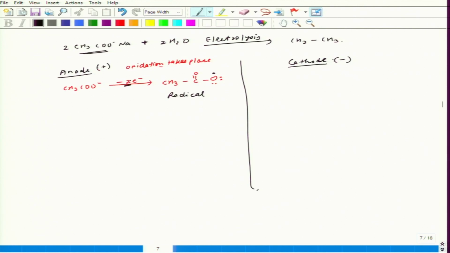Why have I chosen 2 electrons? Because I have taken 2 substrates of this, and one electron is taken from each anion. The minus sign means anion, which means an extra electron.